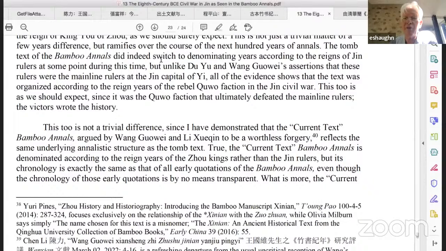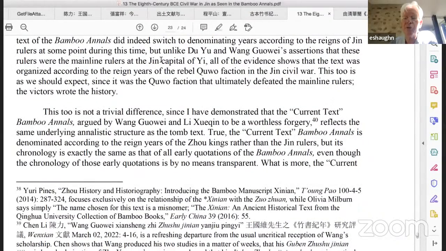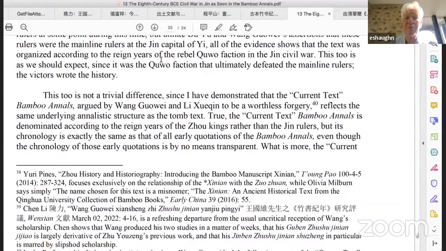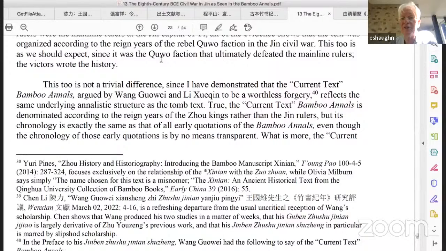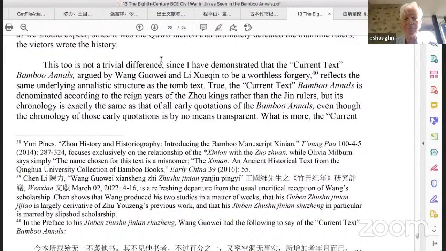But unlike what Du Yu and Wang Guowei said, that these rulers were the mainline rulers at the Jin capital of Yi, all of the evidence shows that the text was organized according to the reign years of the rebel Quwo faction in the Jin Civil War. And as I mentioned before, this is entirely as we should expect, since it was the Quwo faction that ultimately defeated the mainline rulers. The victors wrote the history.